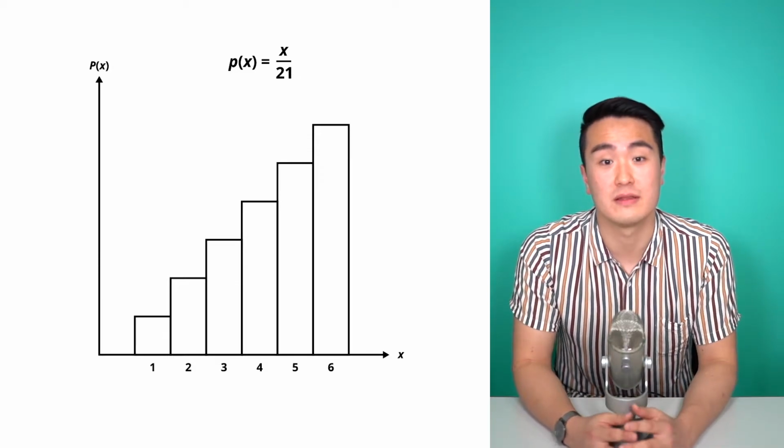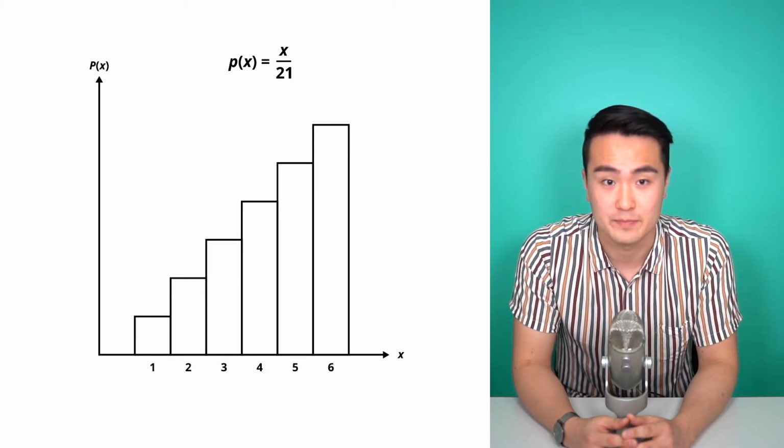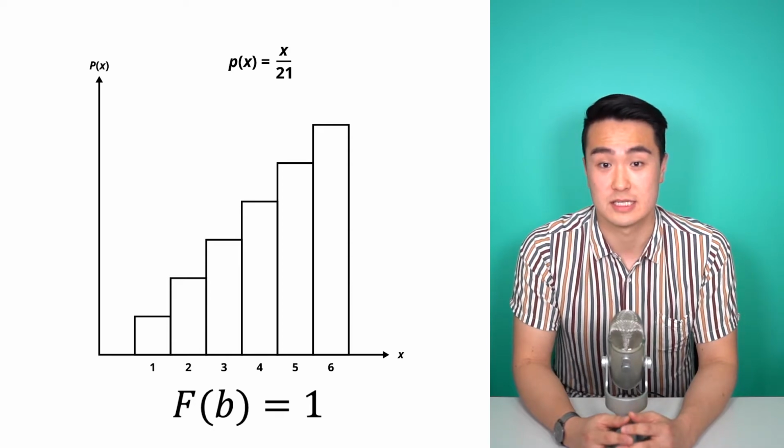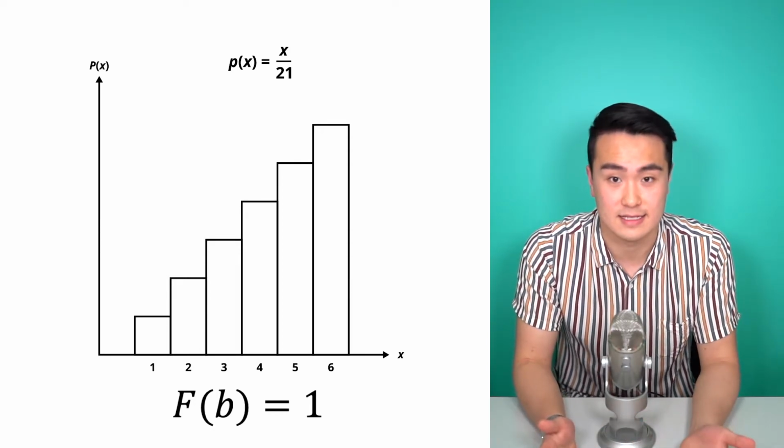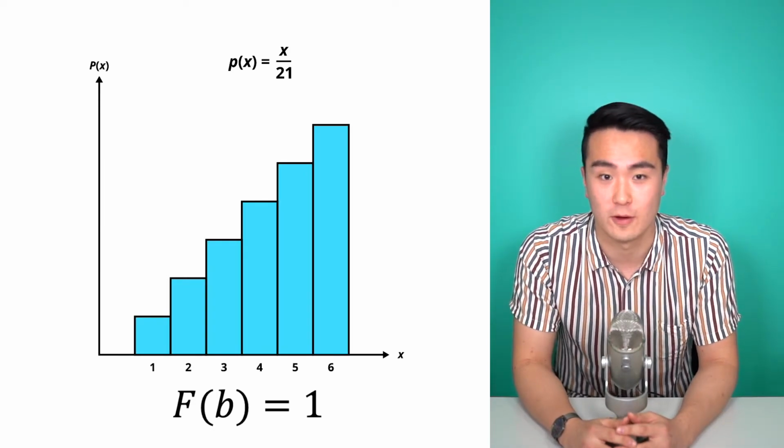Similarly, what is the cumulative probability of the last outcome B? The CDF at B is just the sum of probabilities from the start to the last outcome, which again is equal to 1.